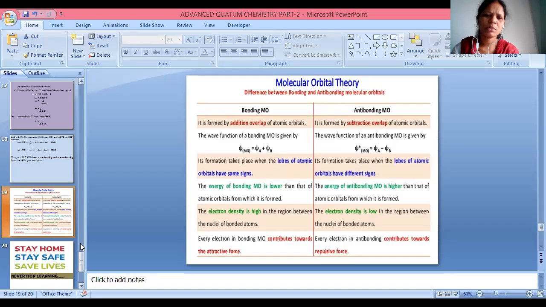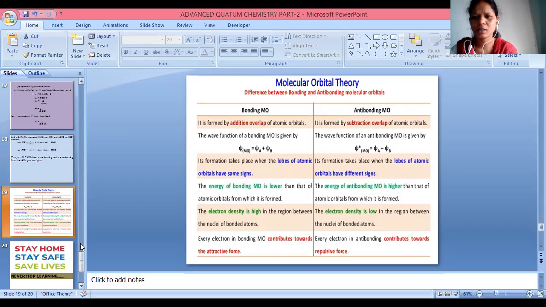Whereas bonding molecular orbital formation takes place due to lobes of atomic orbitals having the same sign. That means plus with plus will combine, minus with minus will combine. But the formation of anti-bonding molecular orbitals is due to different signs of the lobes, plus minus and minus plus. And the energy of bonding molecular orbital is very low when compared to the energy of anti-bonding molecular orbital. See, sigma 1s2, sigma star 1s2.